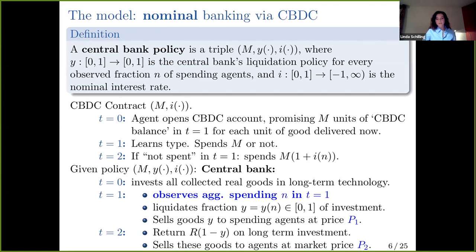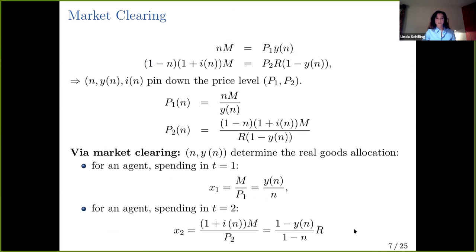At time 2 then, y is the fraction that was liquidated by the central bank. There is a remaining fraction 1 minus y that earns the high return capital R in the long investment. The central bank at time 2 sells this quantity of goods to the agents that wanted to shop late at a price P2 that again clears the market. Okay, I talk about market clearing. How does this look in formulas?